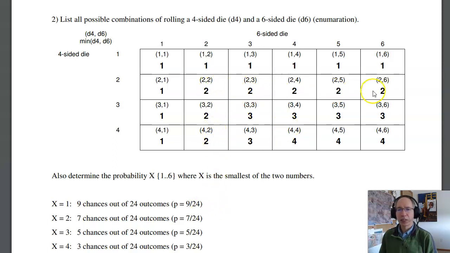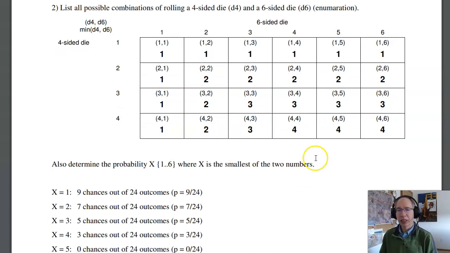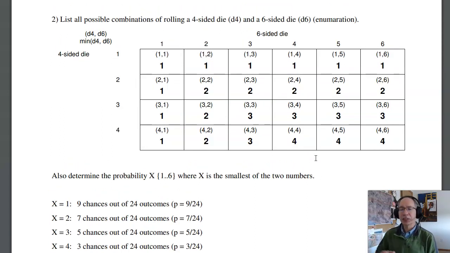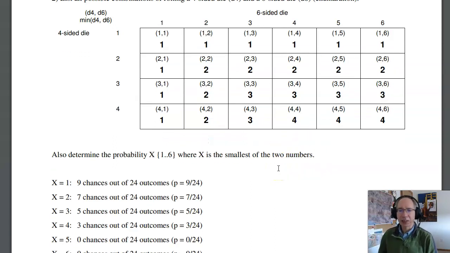There are 7 2s, so the chance of scoring 2 points is 7 in 24. There are 5 3s, so the probability of getting 3 is 5 in 24. 4 is 3 in 24. No chance of getting a 5, no chance of getting a 6. So that's the enumeration. If you just have a small number of possibilities, enumeration works really well. Plus it's exact.